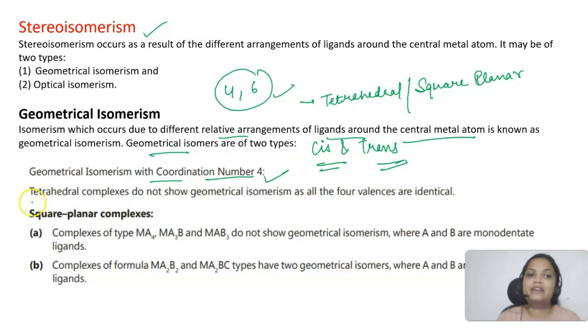So tetrahedral complexes will not show geometrical isomerism as all the four valences are identical. Okay, the four positions are identical in space. So tetrahedral complexes will not show geometrical isomerism. Square planar complexes will show. And in square planar complexes also, which compounds do not show it?